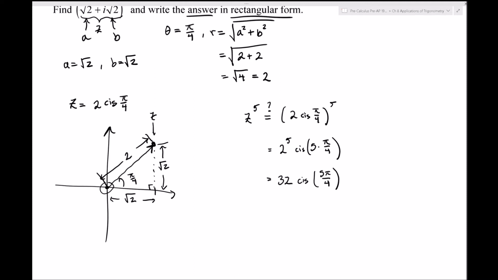So there's my answer, z to the 5th, which I would very much love to box, but there's a problem if I box it. What's the issue if I close that box off? This is in polar form, also known as trigonometric form. That's not the form they want it in. So what form do they want it in?